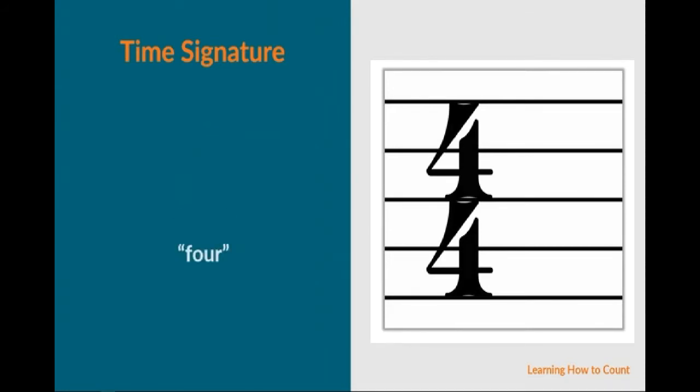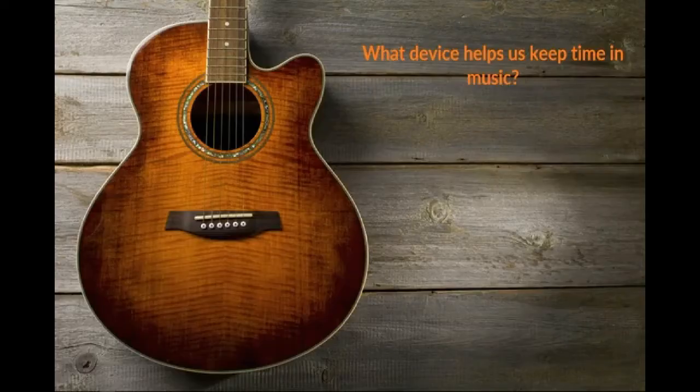1, 2, 3, 4. I counted very evenly. 1, 2, 3, 4. Now, if it's a really fast song, I'm still counting evenly. 1, 2, 3, 4. And so the speed doesn't matter. It's about the evenness of how you are counting.